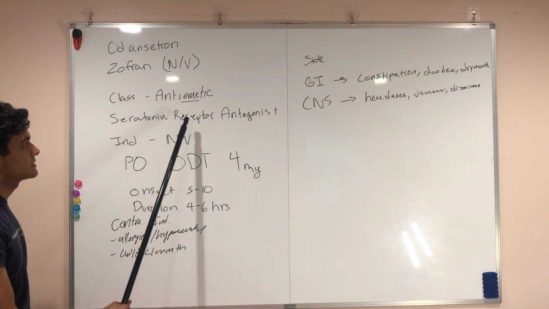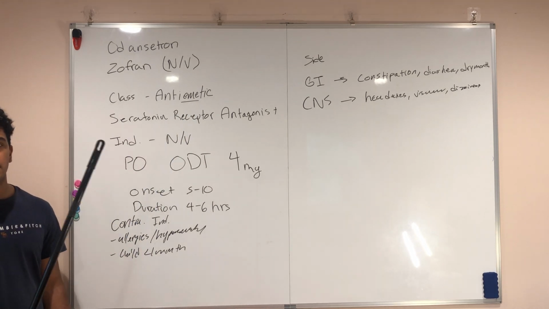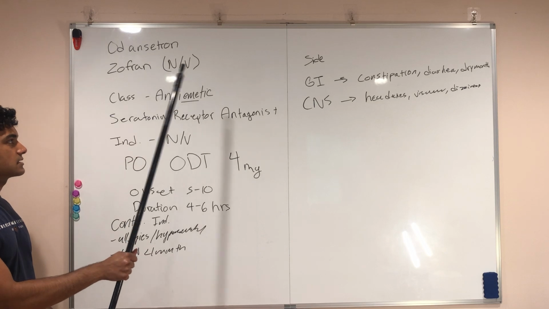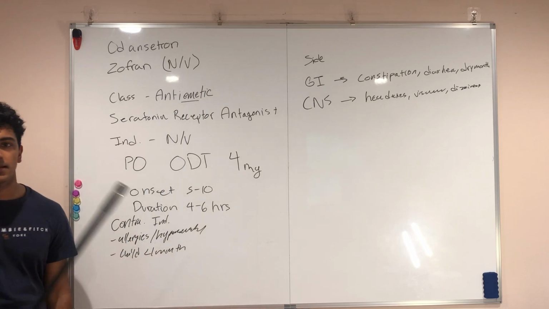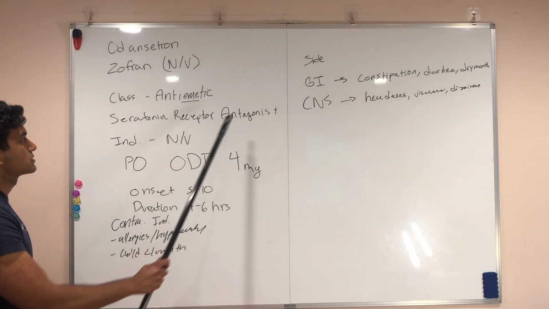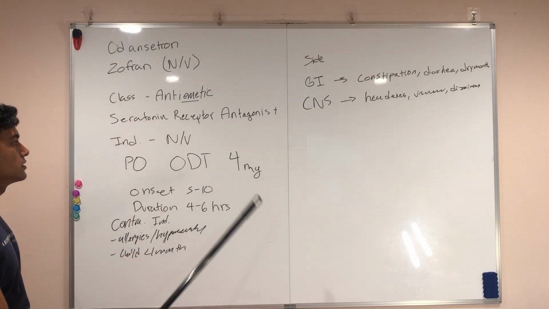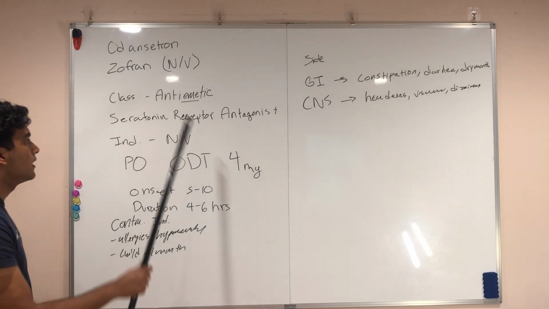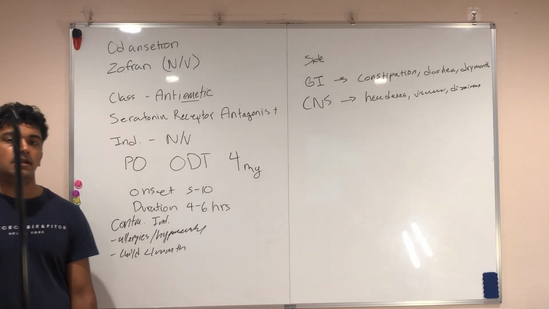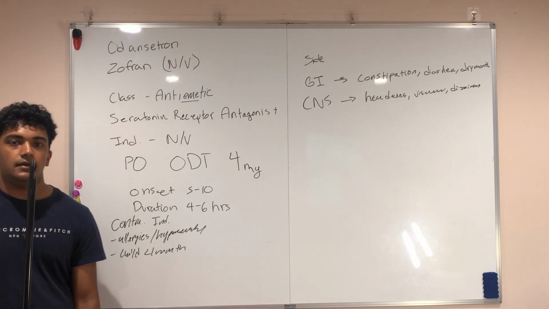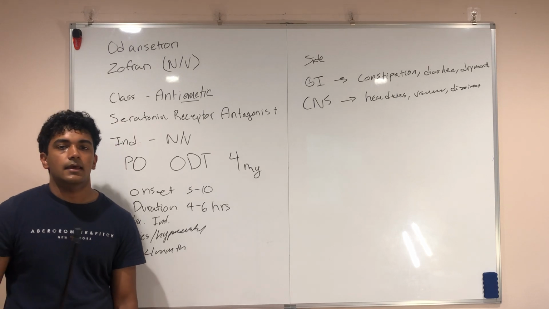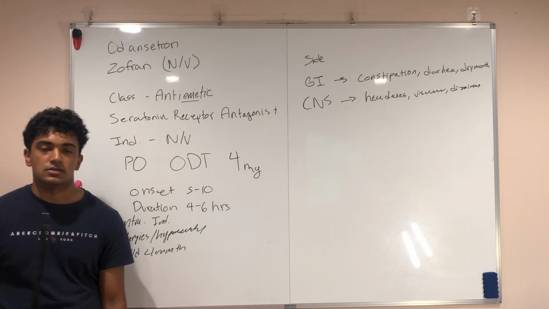So the class is an antiemetic, and antiemetic should sound somewhat familiar from emesis. So anti means against emesis, and ic means related to or referencing. The main reason this works is not super well understood, but it has something to do with blocking your serotonin receptors. Serotonin does a whole lot of things in your brain, however, we're not really talking about the brain. We're talking about your gut, and the effect of nausea and vomiting.